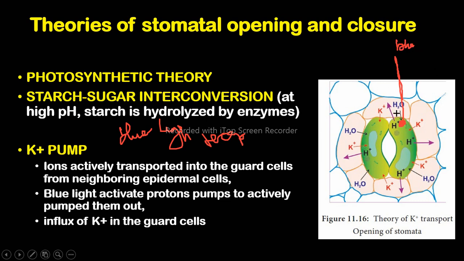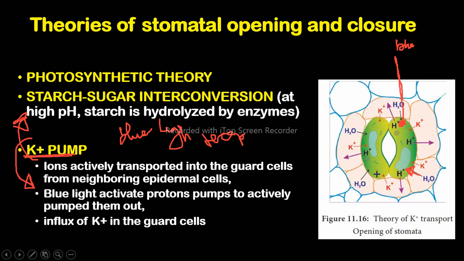Now, when these receptors receive the blue light, they undergo conformational changes that lead to opening of the potassium pumps. As a result, you pump potassium ions into the guard cells, and obviously, hydrogen ions will be pumped out. The pumping of potassium ions inside the guard cell lowers the water potential of the guard cells and increases the osmotic water uptake of these guard cells. So as a result, water enters into the guard cells from the neighboring epidermal cells.